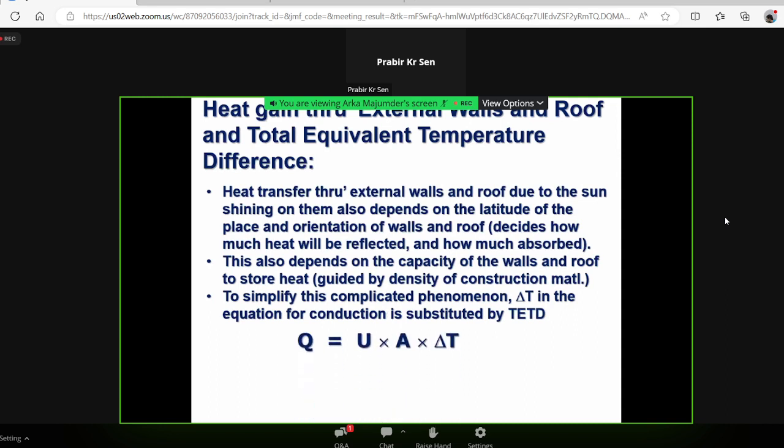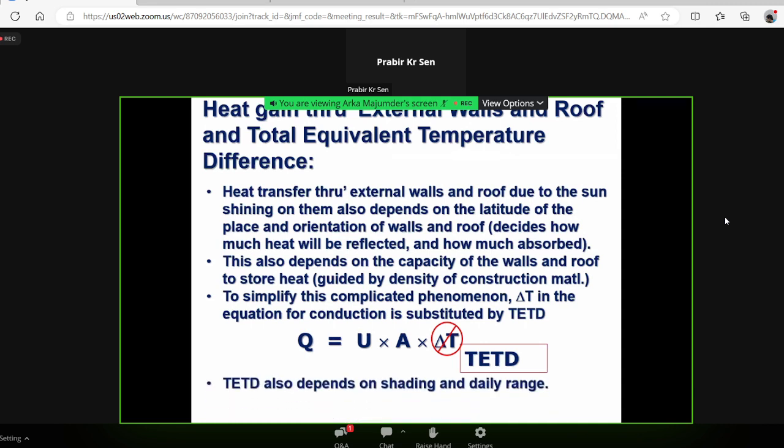This was my earlier equation. So taking care of all these things, we will use TETD instead of delta T. TETD for various locations are available in ISHRAE or Carrier handbook. It depends upon the location of the place. Location means its latitude of the place. It depends upon the density of the building material. It depends on the color of the building material, dark color, light color, all given. Daily range of the location.